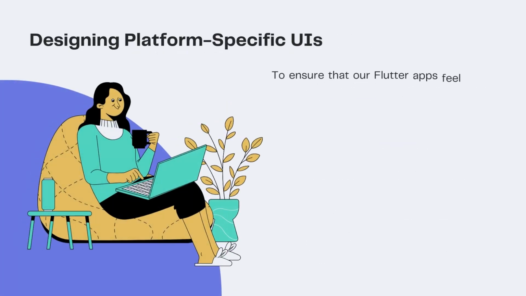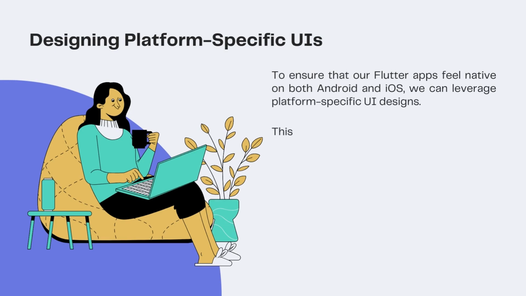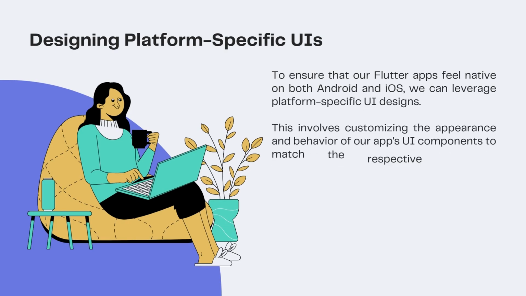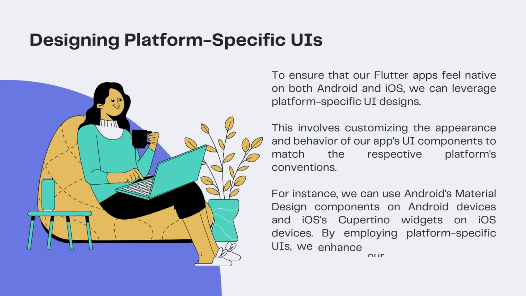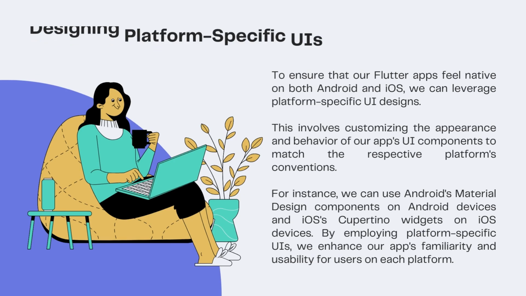Designing platform-specific UIs. To ensure that our Flutter apps feel native on both Android and iOS, we can leverage platform-specific UI designs. This involves customizing the appearance and behavior of our app's UI components to match the respective platform's conventions. For instance, we can use Android's Material Design components on Android devices and iOS's Cupertino widgets on iOS devices. By employing platform-specific UIs, we enhance our app's familiarity and usability for users on each platform.